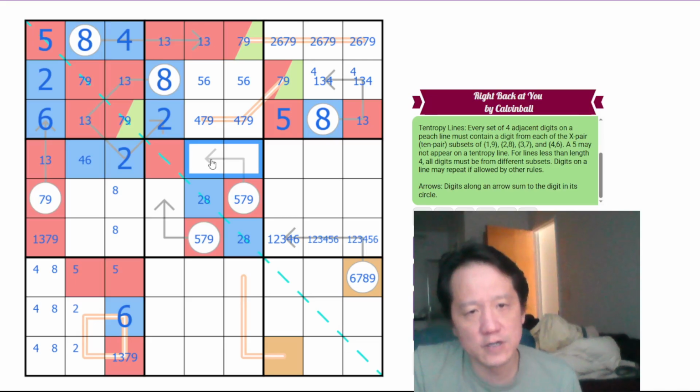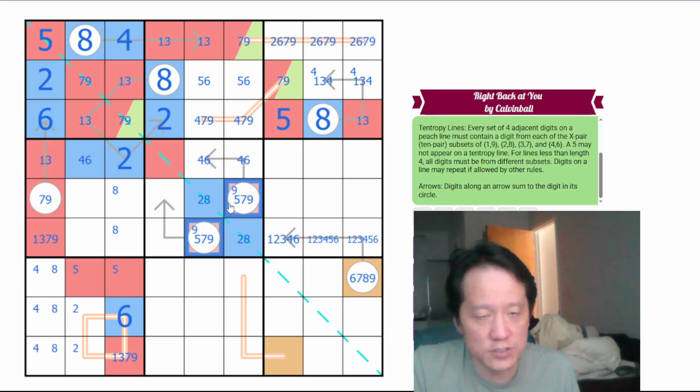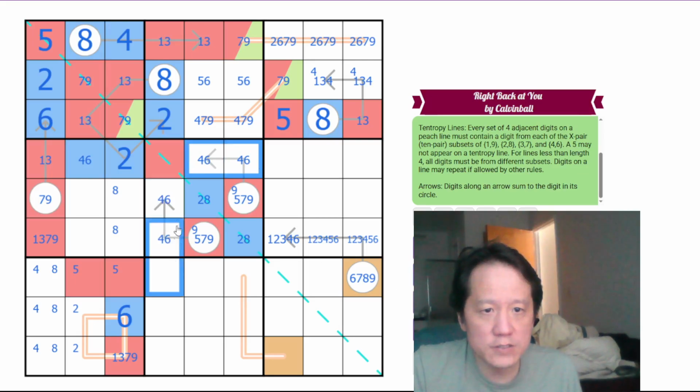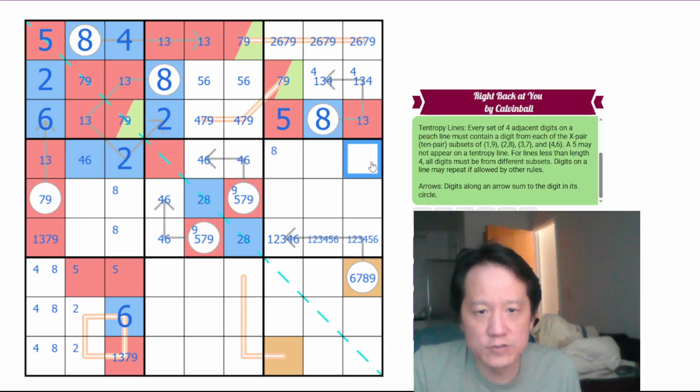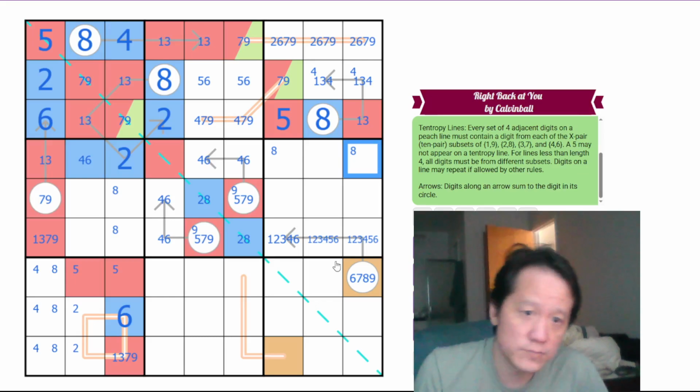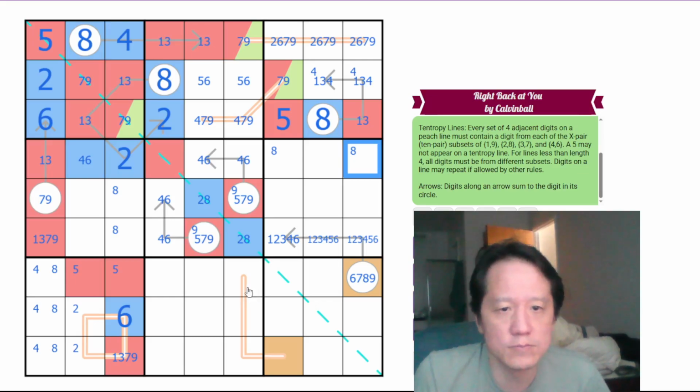Therefore, one of these is odd, one of these is even. It's 4 and 6. It has to be with an odd digit. So 4 and 6, that's 10. So 9 has to be one of these 2 digits here. So one of these is 4, 6. That means 8 has to be one of these 2 digits here. This is 2 or 8.